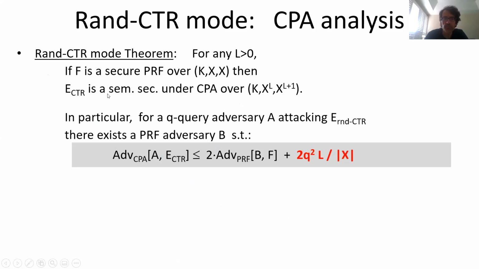If F is a secure PRF, then if the block cipher is a secure PRF, this is CPA-secure over any message space that takes sequences of L blocks, where the underlying blocks are the blocks of the block cipher. Ciphertexts are one block longer because they also include the IV.